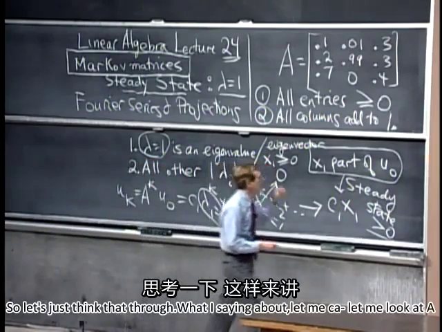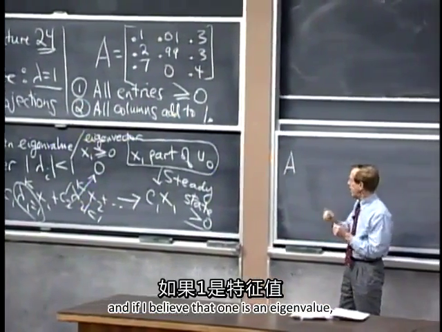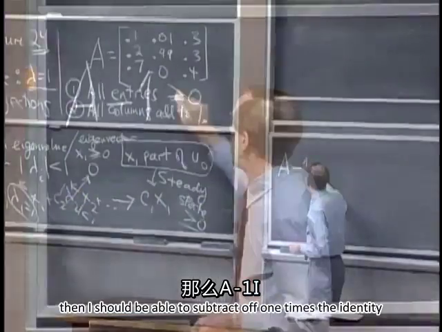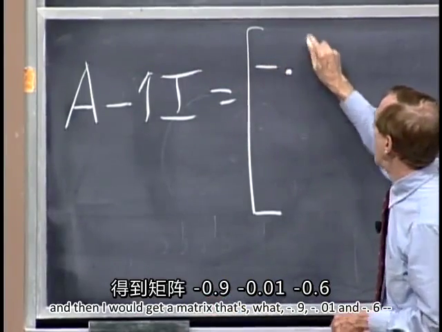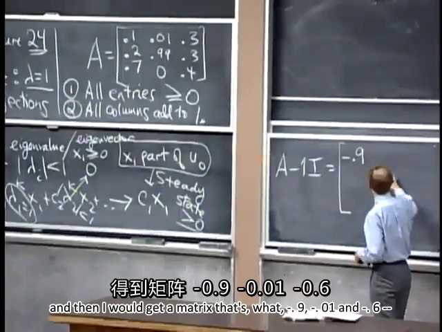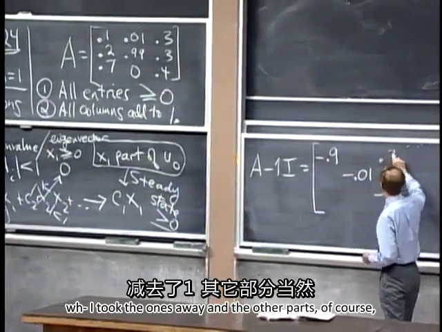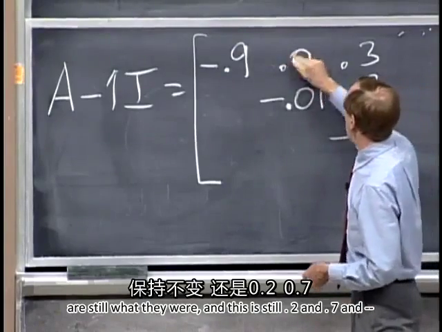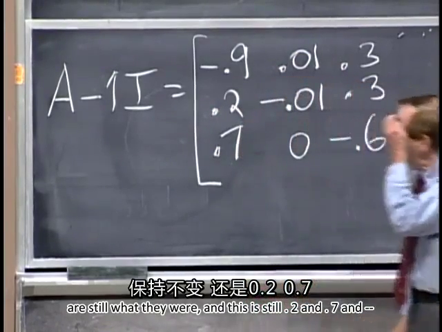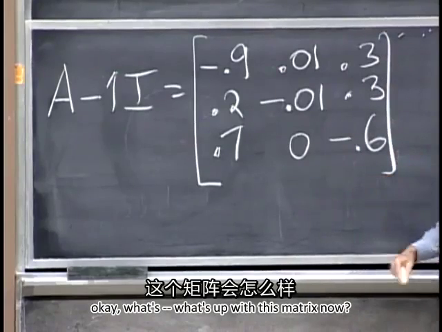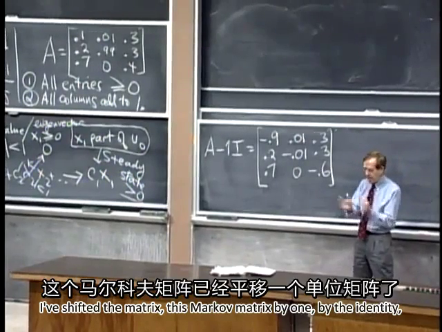Let me look at A, and if I believe that 1 is an eigenvalue, then I should be able to subtract off 1 times the identity, and then I would get a matrix that's minus 0.9, minus 0.01, and minus 0.6 when I took the 1s away, and the other parts, of course, are still what they were. And this is still 0.2, and 0.7. And, okay, what's up with this matrix now? I've shifted the matrix, this Markov matrix, by 1, by the identity.